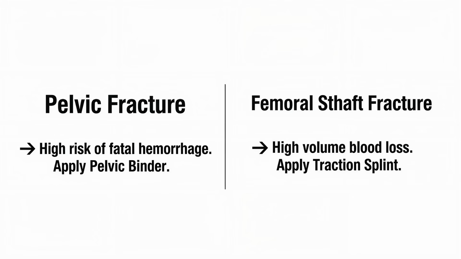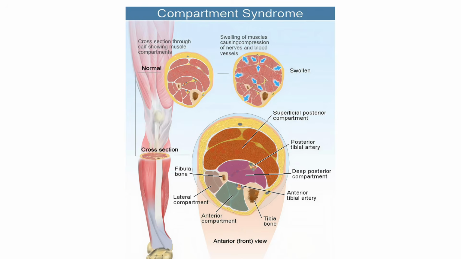A femoral shaft fracture can also cause significant blood loss. The treatment is a traction splint. Compartment syndrome is a painful condition where pressure builds within a muscle compartment, restricting blood flow. It develops hours after an injury.